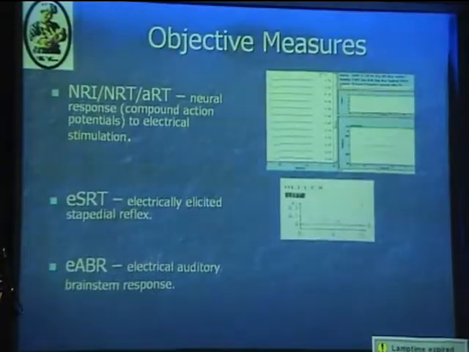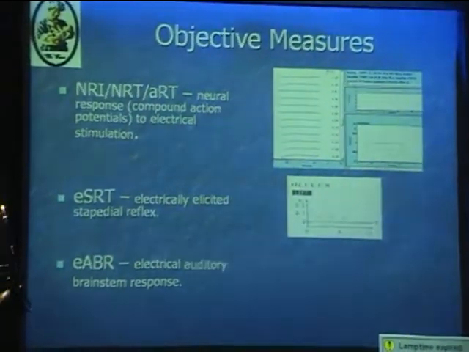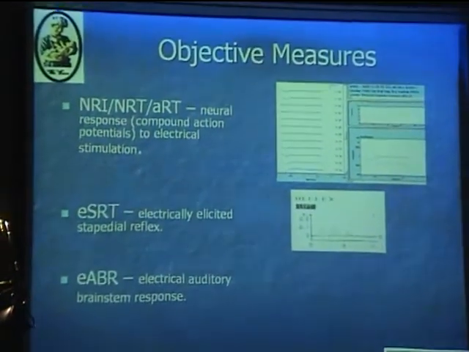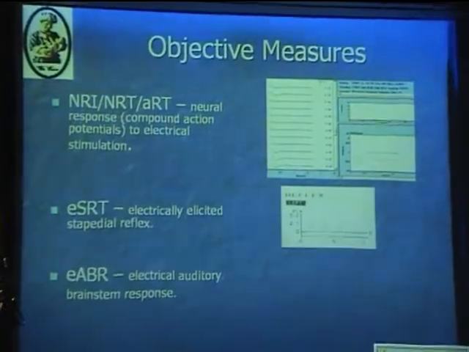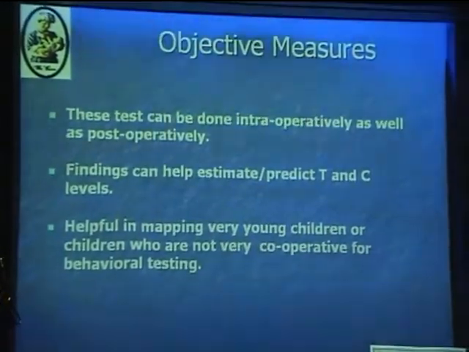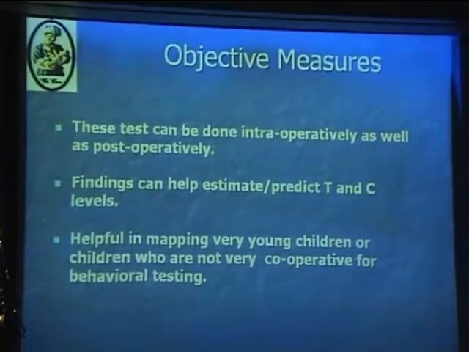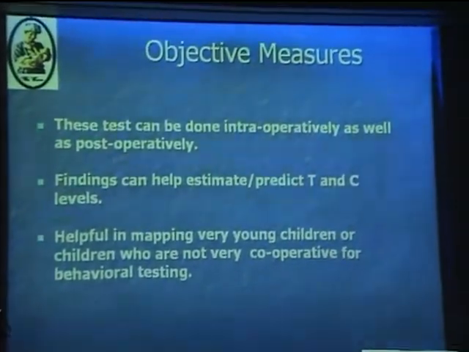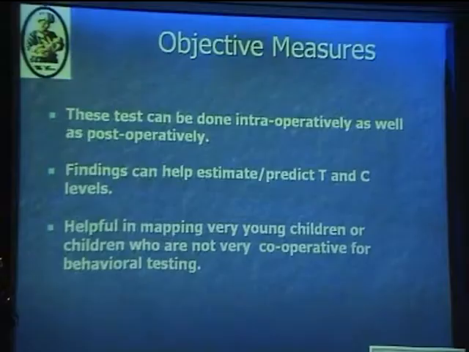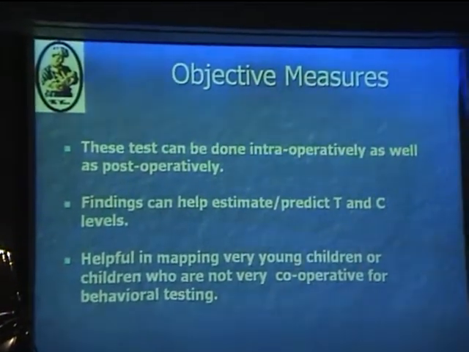The other objective measure is the EABR, with which I do not have any experience as such, but it has been reported, and I think a couple of clinics have done it and have got good results. These objective measures can be done intraoperatively as well as post-operatively, and these findings can help to estimate or predict the T and C levels. Therefore they are helpful in mapping very young children or children who are not very cooperative for behavioral testing.